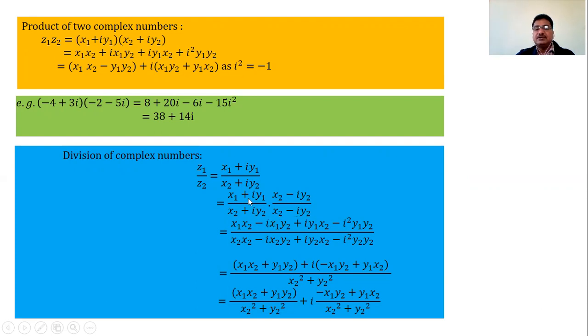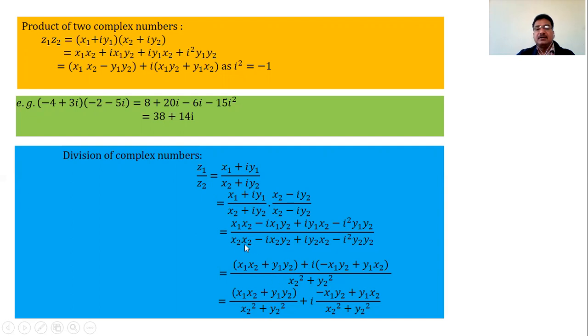And then multiplication of these two brackets is this: x1 x2 minus i x1 y2 plus i y1 x2, and then last term minus i square y1 y2. And the multiplication of these two is what? You can directly write the multiplication: a plus b into a minus b is a square minus b square. All right, the four terms of this multiplication are x1 x2 minus i x2 y2 minus i y2 x2, and then last term minus i square y2 y2.